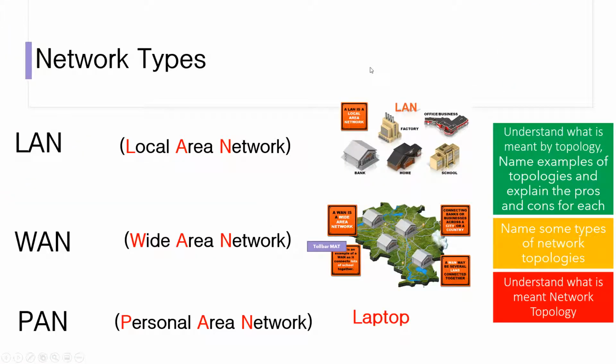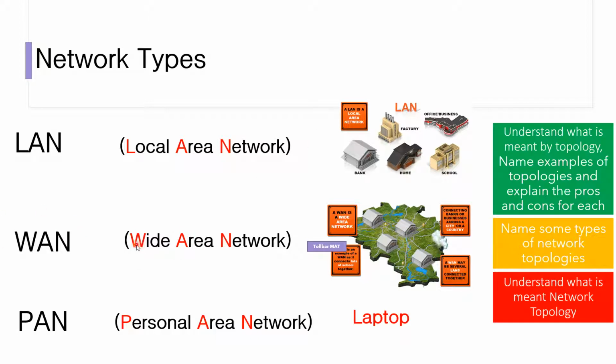All right. There are three network types we need to look at. These are LAN here, WAN here, and there's a PAN here. LAN stands for Local Area Network, and a local area network is a network that's in a small area. So things like a bank, your house, a single school, a factory, or an office building. These are places that are relatively small, and all their devices are connected together.